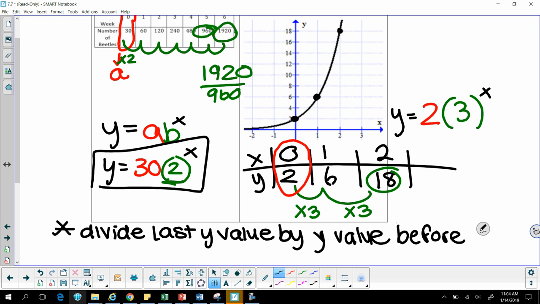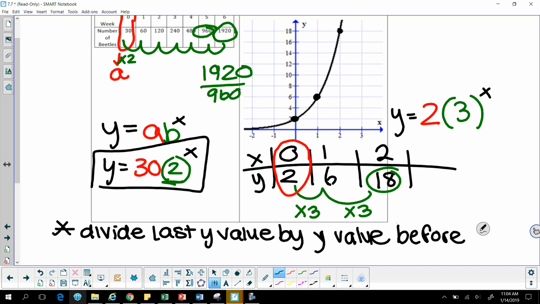How do you do the exponent with the little caret thing? Yeah, so do 2 parentheses, 3 parentheses, and then that caret right there. And then X is right there. Yep. And then do you guys see that you get the same table, 0, 2, 1, 6, 2, 18? That's really all we're doing.